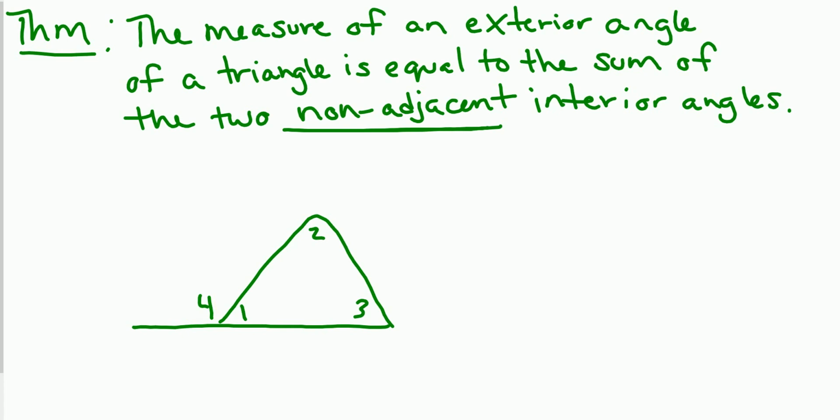So that means, according to this theorem, that the measure of angle 4 is equal to the measure of angle 2 plus the measure of angle 3. So if you're trying to find this angle on the outside, you go to the two angles on the inside that are not touching that angle and you add them together. So let's look at an example.